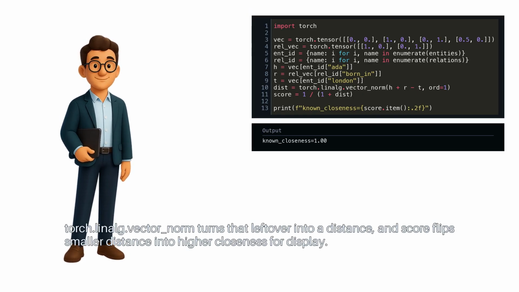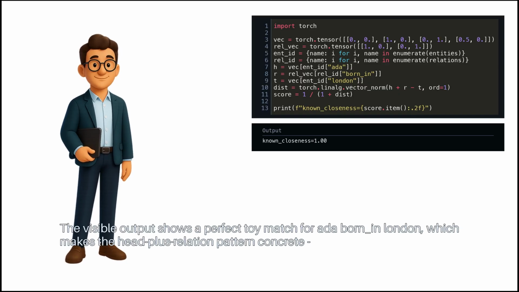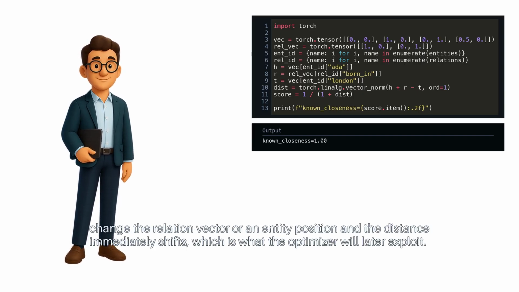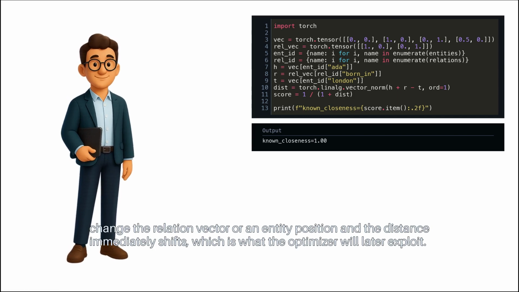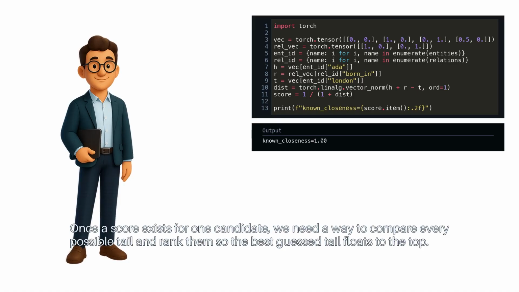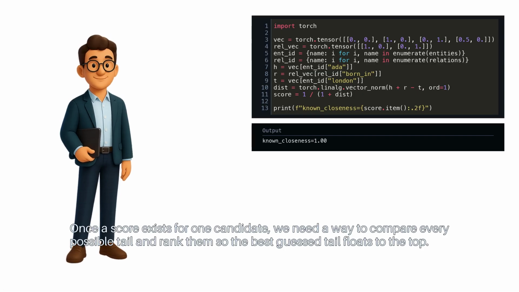torch.linalg.vector_norm turns that leftover into a distance, and score flips smaller distance into higher closeness for display. The visible output shows a perfect toy match for Ada born in London, which makes the head plus relation pattern concrete. Change the relation vector or an entity position, and the distance immediately shifts, which is what the optimizer will later exploit. Once a score exists for one candidate, we need a way to compare every possible tail and rank them so the best guess tail floats to the top.